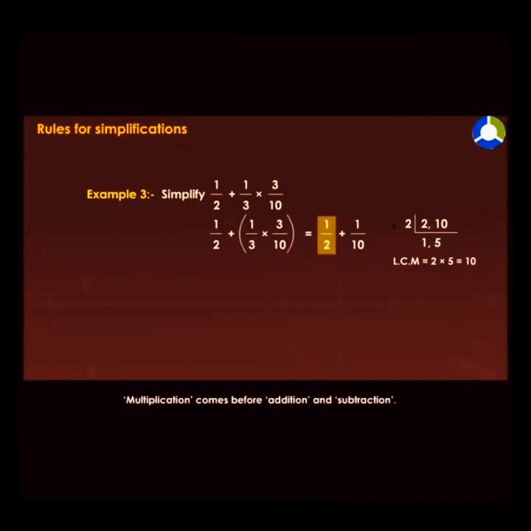So, to add 1 by 2 and 1 by 10, it is enough to add 5 by 10 and 1 by 10, which is 6 by 10. Here, 2 is a common factor. So, cancelling 2, we get 3 by 5. Therefore, 1 by 2 plus 1 by 3 multiplied by 3 by 10 is equal to 3 by 5.